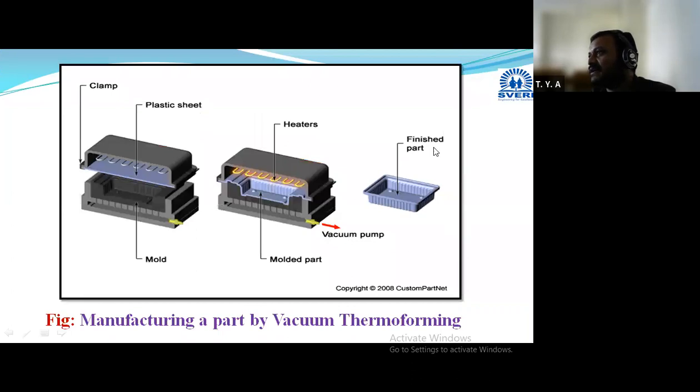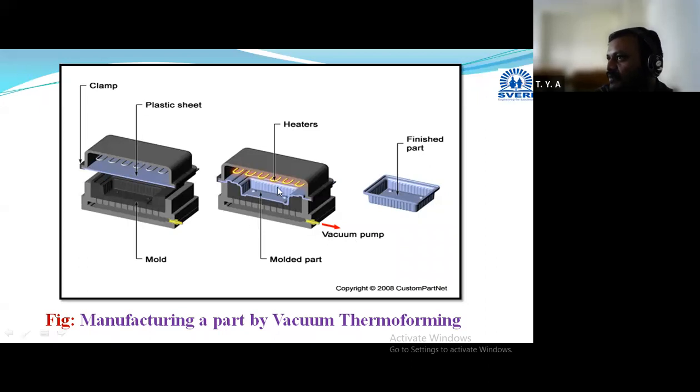So this is the example. Same example, we can manufacture the same plate or that plastic box with the help of this vacuum thermoforming process. This is the sheet. It is clamped. Then that sheet is heated. That heated sheet will be placed on the mold by closing it, and with the help of a vacuum pump, we are creating the required amount of force.